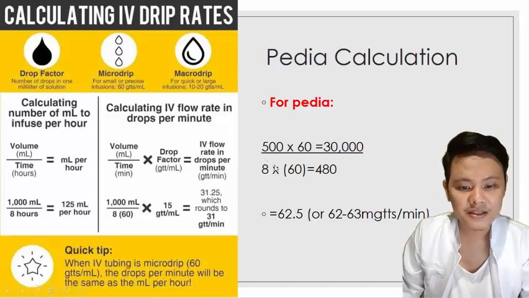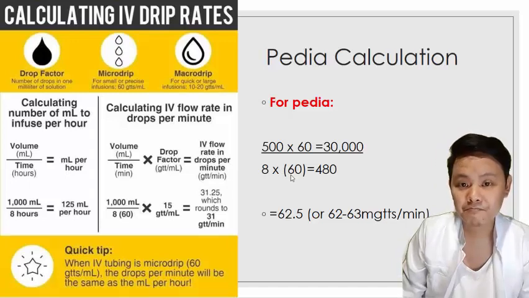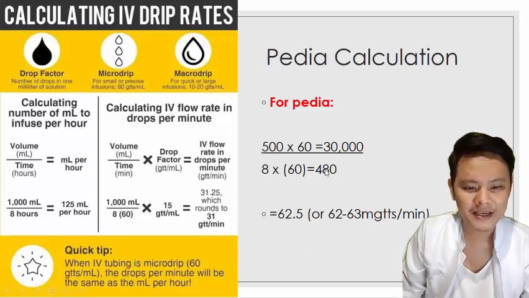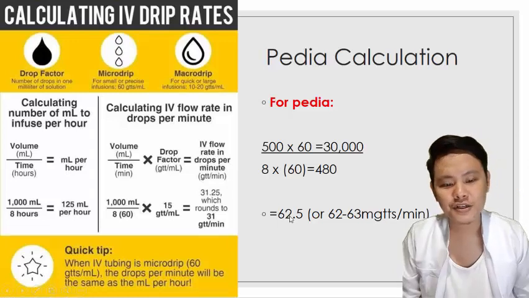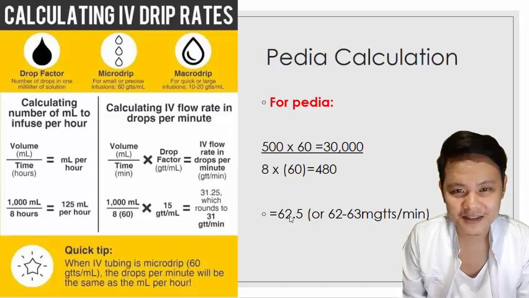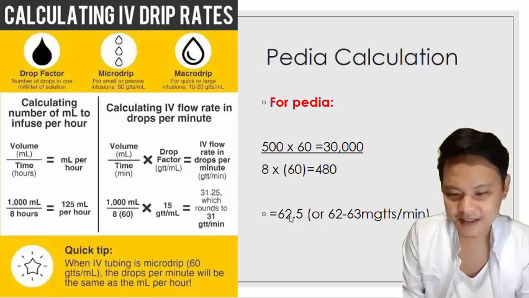Now let us divide this one to 8 because to consume for 8 hours, multiply natin by 60. 60 is the minutes. So 8 multiplied by 60, that is equivalent to 480. So divide po natin. 30,000 divided by 480. That is equivalent to 62.5 or 62 to 63 microdrops per minute. As simple as that. I want to make an emphasis dito guys.